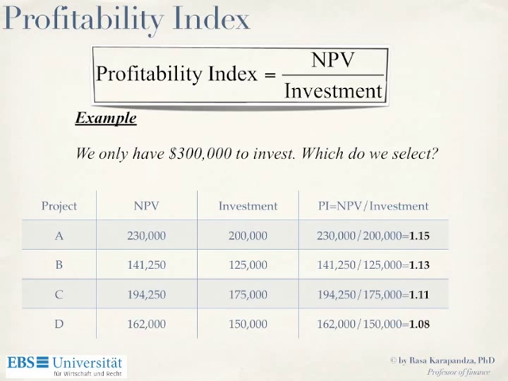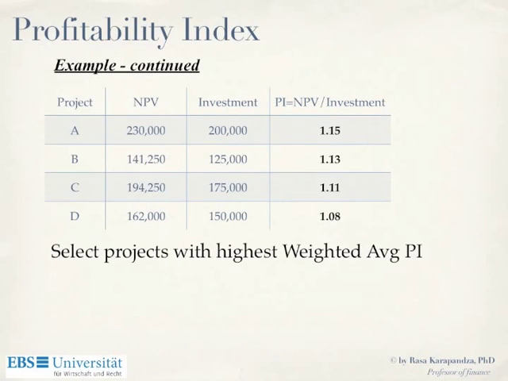Now, the profitability index is the ratio of net present value and investment. So you have a profitability index for each of these projects. Now, what is the weighted average profitability index? Let's calculate the weighted average profitability index of projects B and D together. So what is the weighted average profitability index if you buy B and D together?